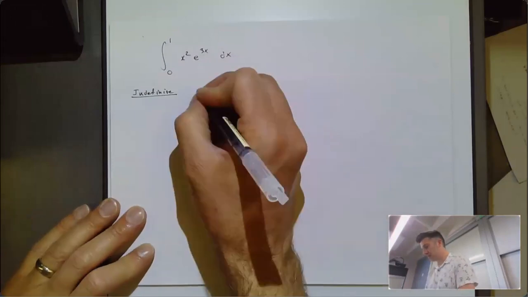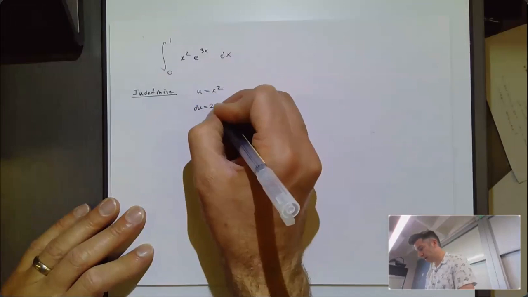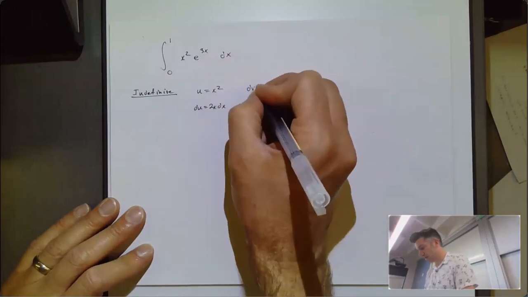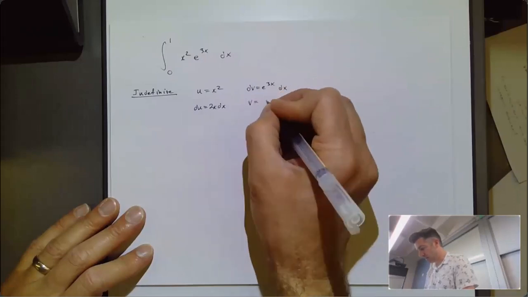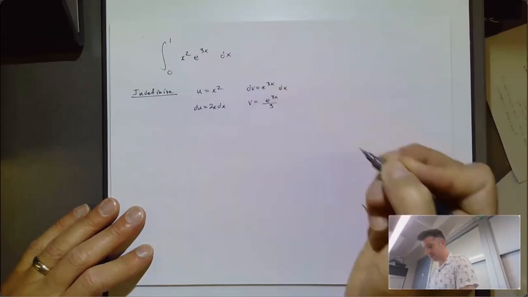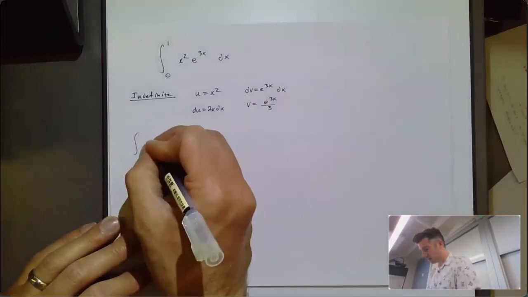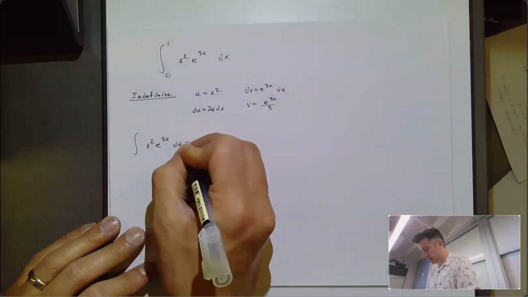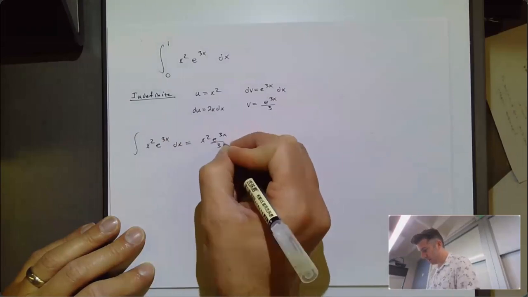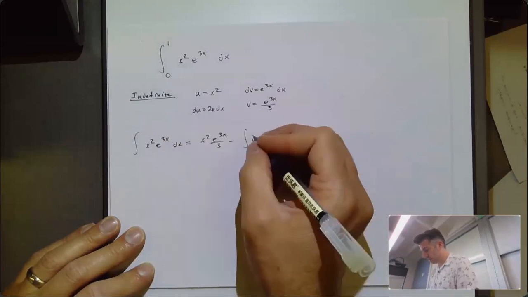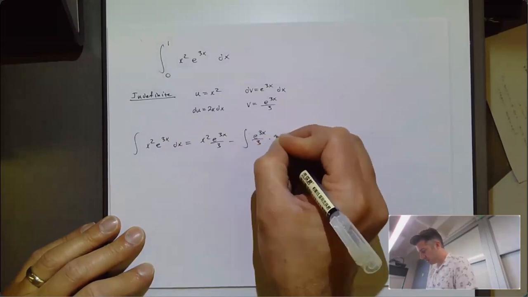So let's see, my u is going to be x squared. My du is 2x dx. My dv is e to the 3x dx. And my v is e to the 3x divided by 3. So then our integral of x squared e to the 3x dx is going to equal u times v minus the integral of v du, which is going to be e to the 3x over 3 times 2x dx.